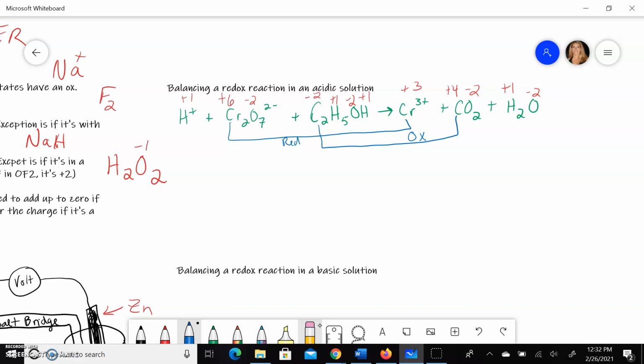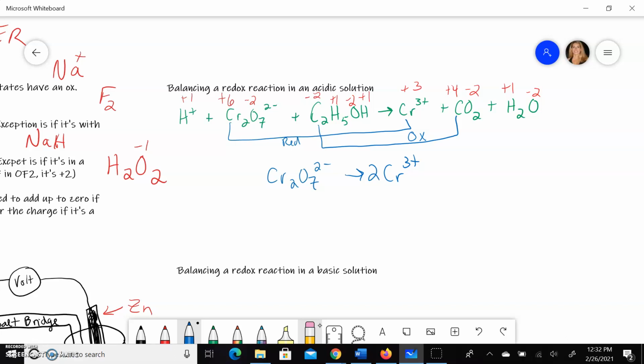So let's go ahead and start with the chromium. We've got Cr2O7, don't forget that -2, is going to turn into chromium 3+. The first thing is to balance the number of atoms. So we have 2 chromiums on the left and only 1 on the right. So let's fix that.